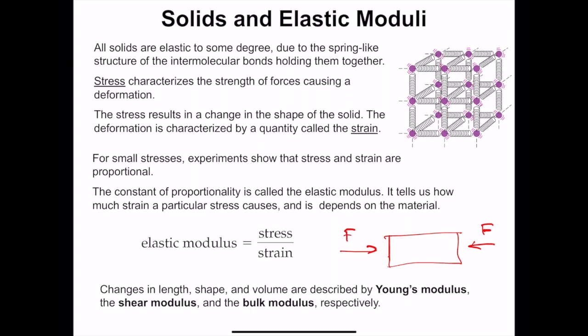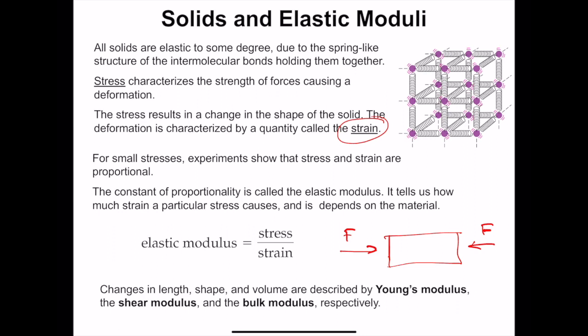Okay. So the first term that I'll introduce you to is stress. Stress characterizes the strength of the forces which are causing a deformation of the object, right? If you have a lot of strong forces acting on the object, then you'd expect it to deform more, so the stress would be greater. Now the next term that we'll talk about is strain. Strain characterizes how much an object is deformed. So if you apply more stress, then you would expect more strain. You'd expect the object to be deformed some more.